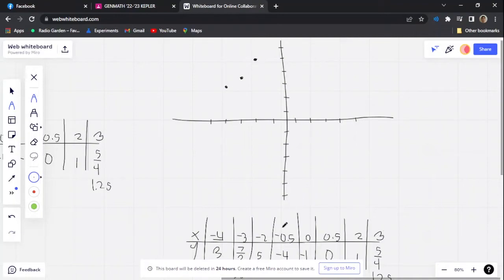Next is negative 0.5. It is in the middle of 1. So, negative 0.5, which is located here, and then negative 4. So, negative 0.5, and then we go down by 4: 1, 2, 3, 4. So, here, we would have our point.